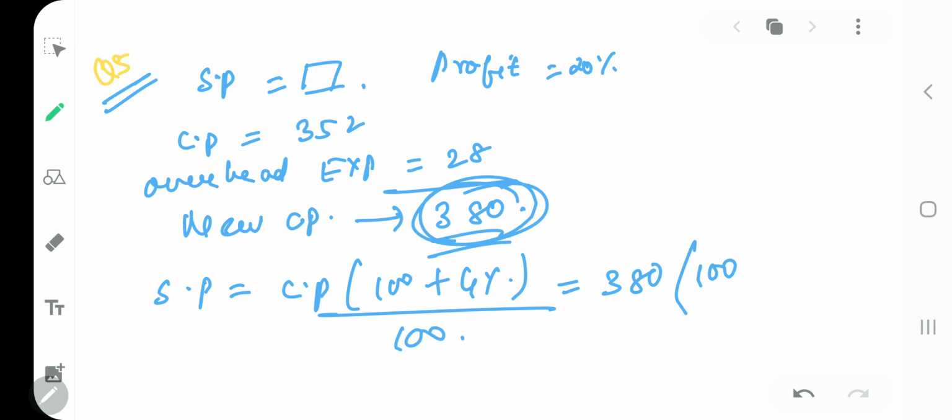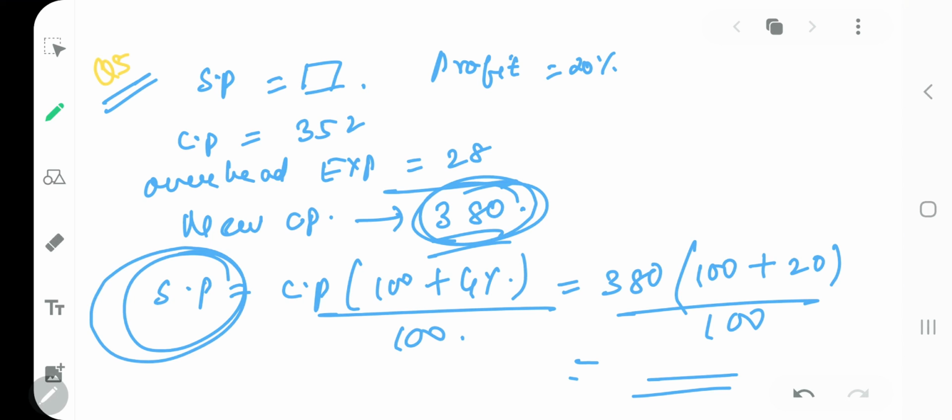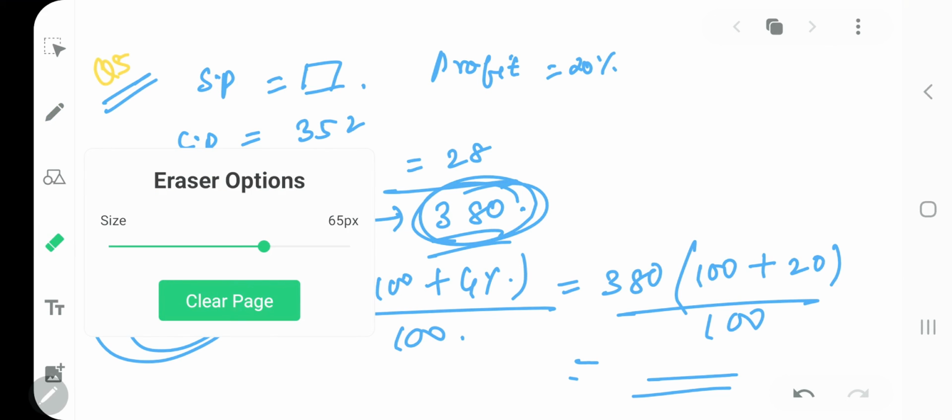Okay, so you have 100 plus 20 upon 100. When you solve this, my dear kids, what you will get is your SP, selling price. Okay, once you got the selling price, it's done. Problem number 2 is similar. Problem number 2 of this question number 5 is very similar, so take it as your homework.